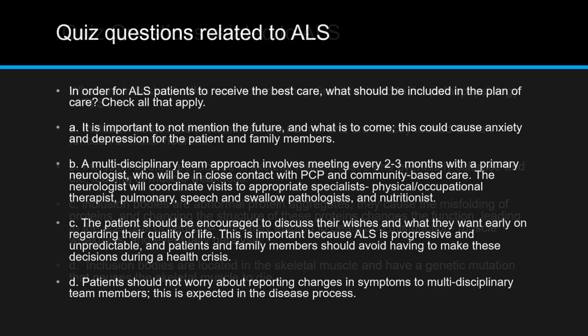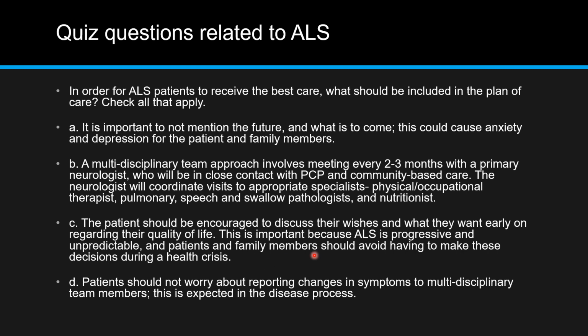And then my second question is, in order for ALS patients to receive the best care, what should be included in the plan of care? Check all that apply. A, it is important to not mention the future and what is to come. This could cause anxiety and depression for the patient and family members. B, a multidisciplinary team approach involves meeting every 2 to 3 months with a primary neurologist who will be in close contact with PCP and community-based care. The neurologist will coordinate visits to appropriate specialties, which are physical, occupational therapist, pulmonary, speech and swallow, and nutritionist.